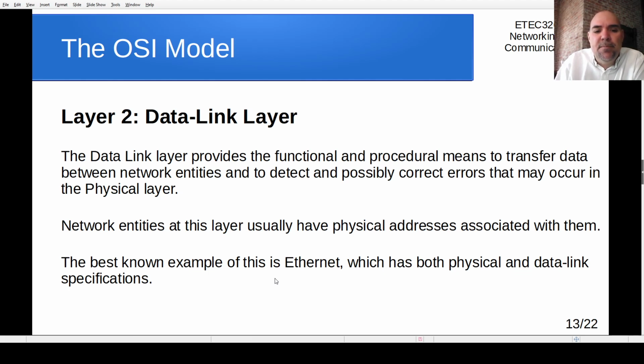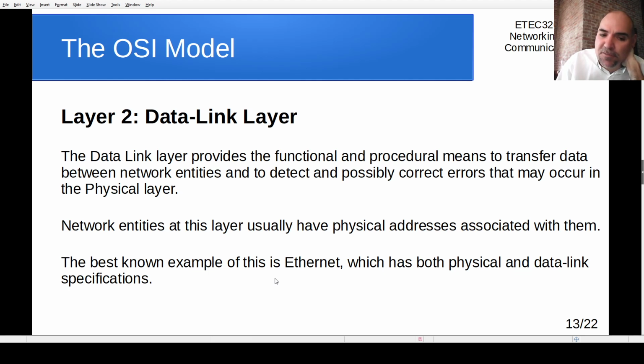And then the other thing is that at this level, the network entities have to have some sort of physical address associated with them. So Ethernet, for example, every device has this unique physical hardware address, they call it the MAC address. But those addresses are included in that packet that gets created.